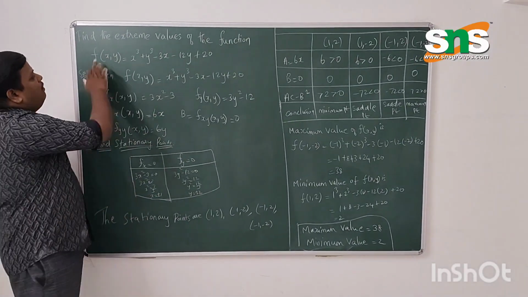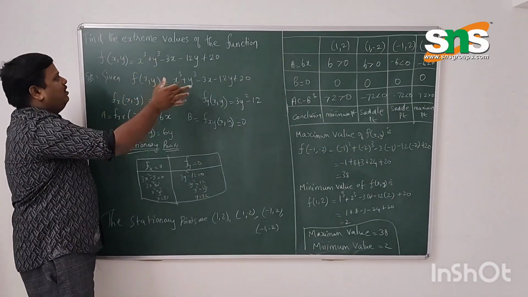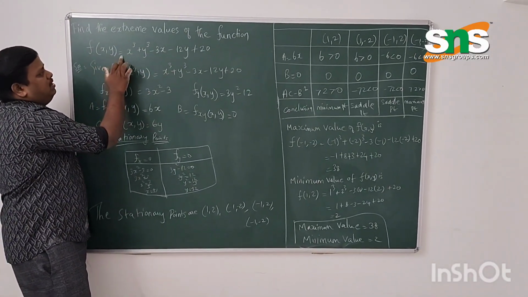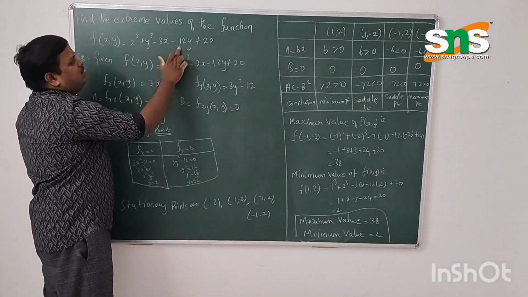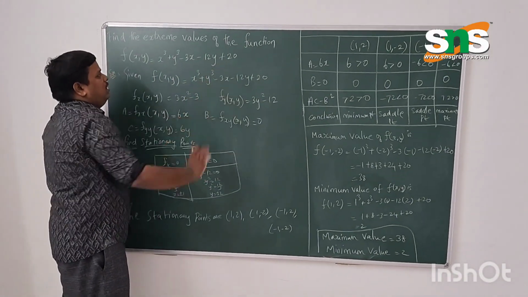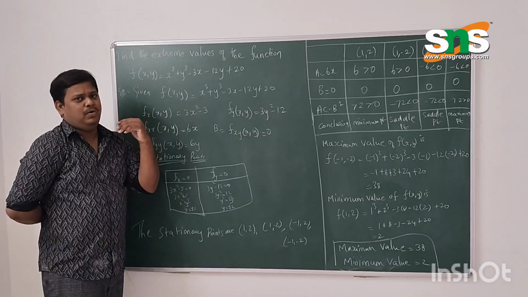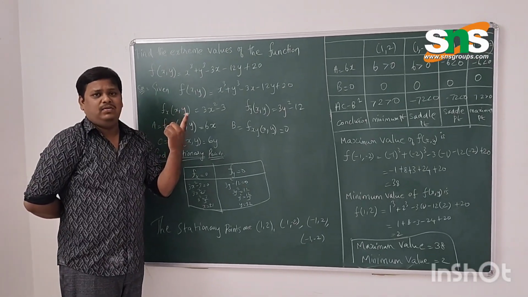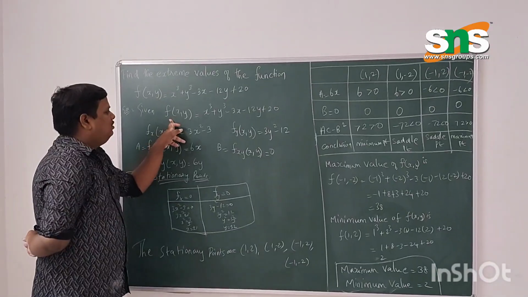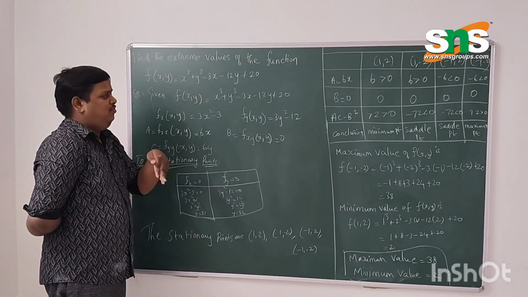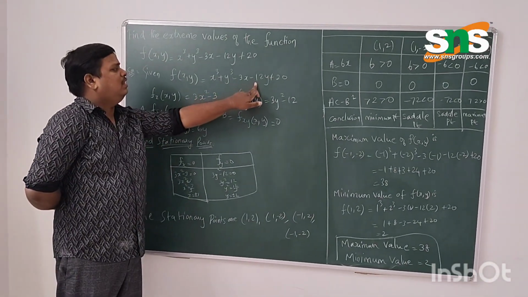First problem is to find the extreme values of the function f of x comma y is equal to x cube plus y cube minus 3x minus 12y plus 20. The given function is f of x comma y. As I have told, in the first step we have to take the derivative of that function. So we first differentiate with respect to x.